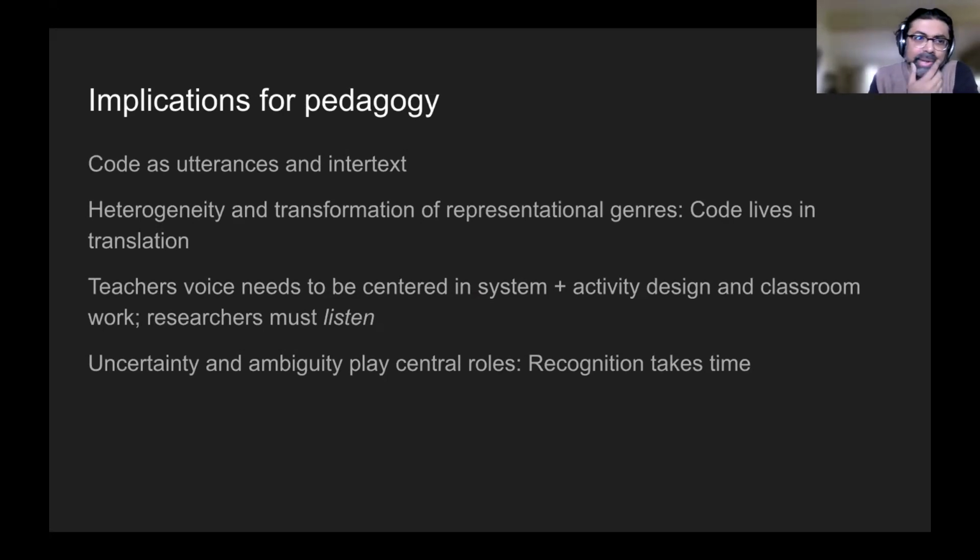The implications for pedagogy here is that code is utterances and intertext. So code lives in translation across these different forms of activities in the classroom. Code is not just in the activities, but is also what is being transformed and translated back and forth into different forms of representational systems. And teacher voice, if we center teacher voice, then a lot of new phenomena will happen. A new phenomena could be in education, could be a new activity, could be new linguistic.